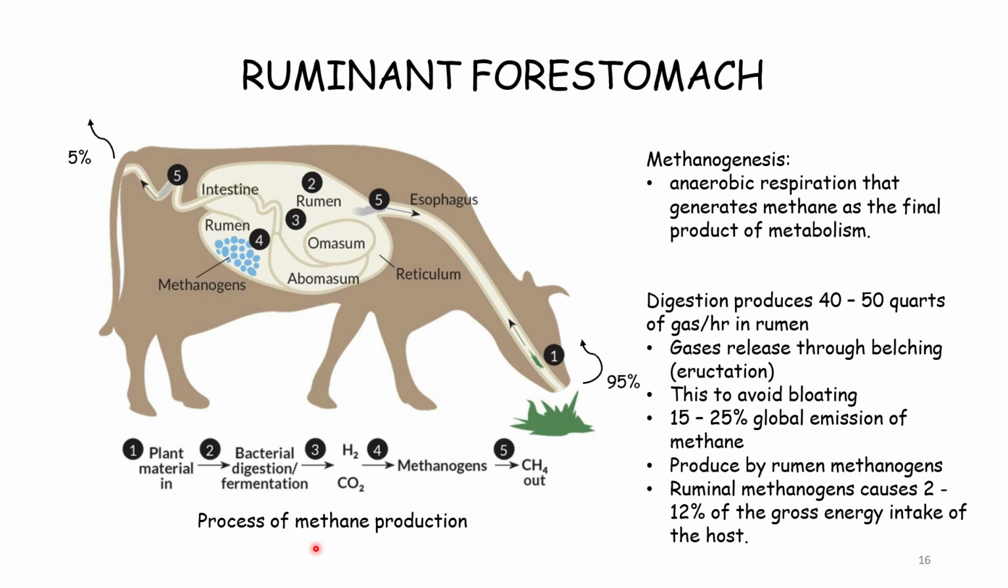So this is the process of methane production. Our cow or sheep or goat produces methane. How do they produce the methane? This is the process. As you can see, the animal takes in plant material, and then bacterial digestion or fermentation happens inside the rumen, producing hydrogen and carbon dioxide gas, and methanogens produce the methane. So that methane can go out. Usually 5% comes out from here.